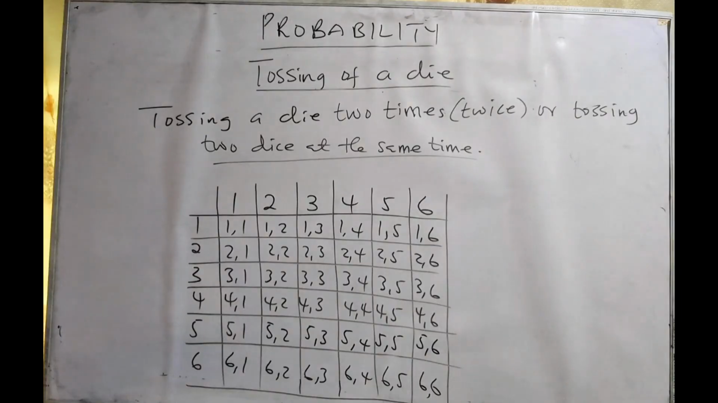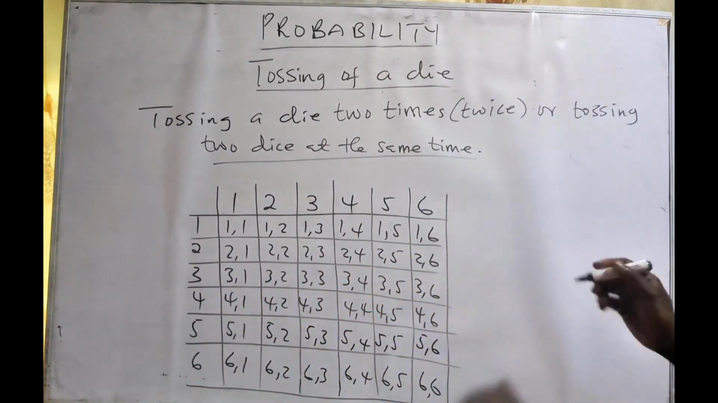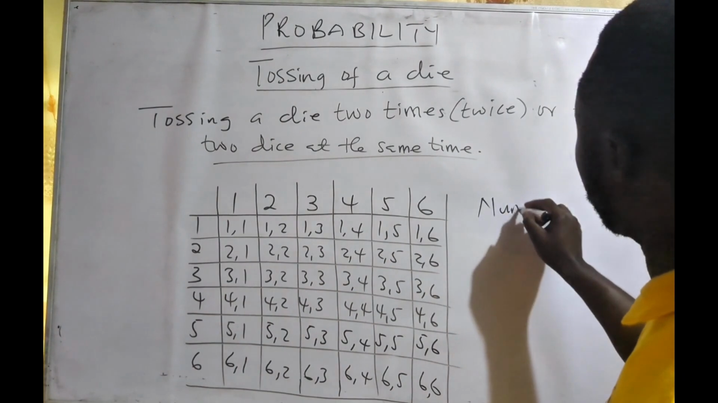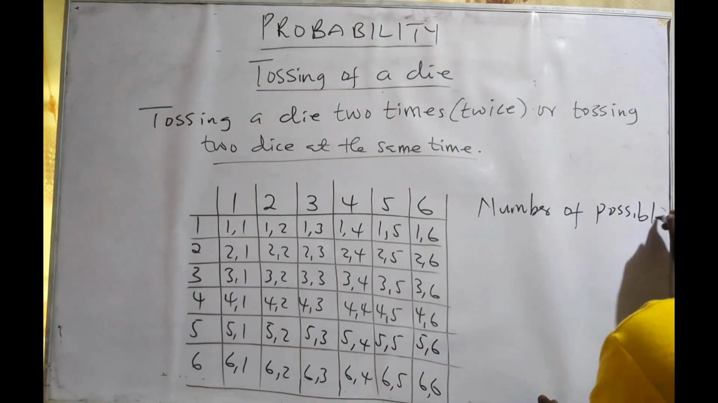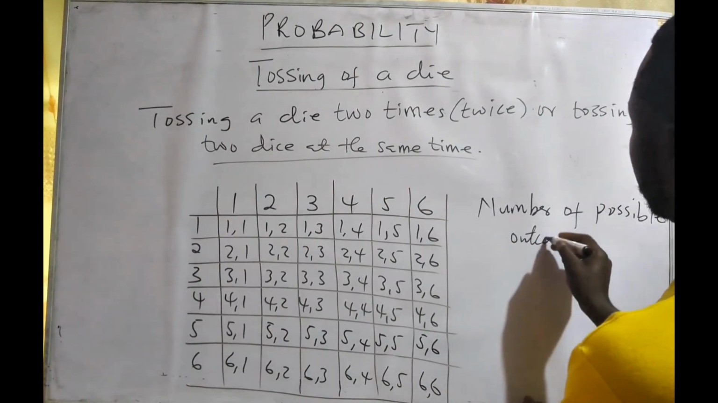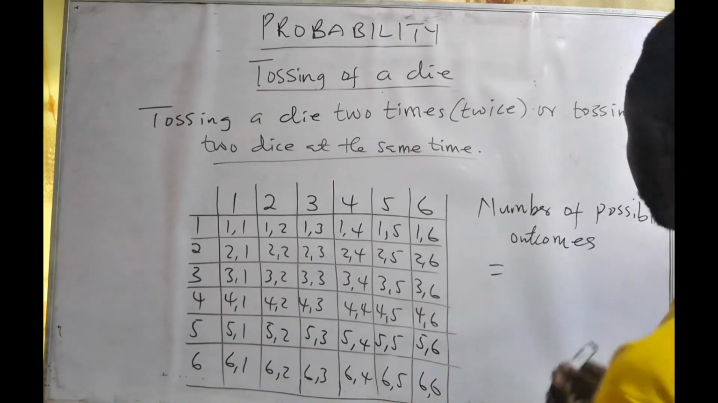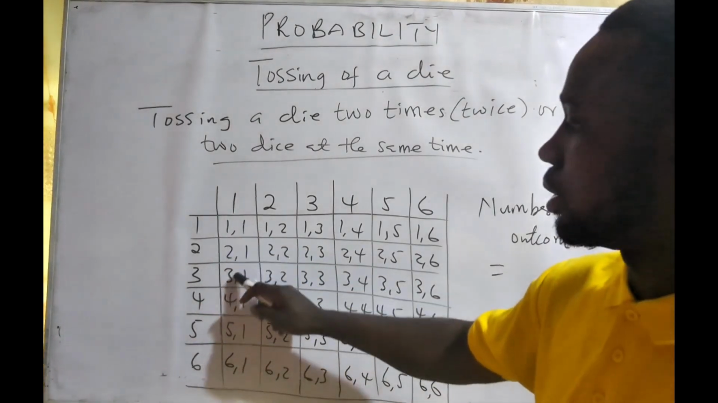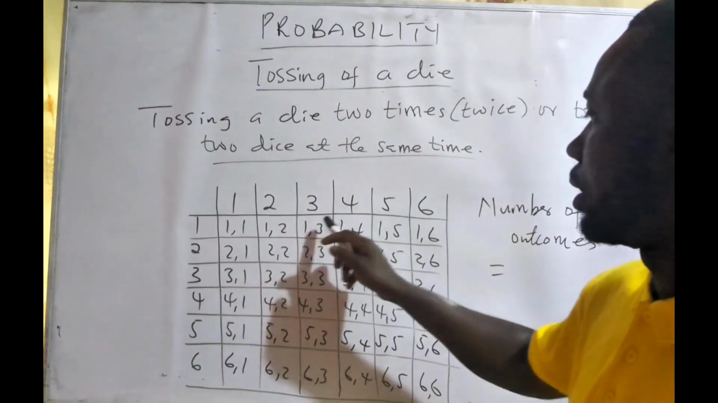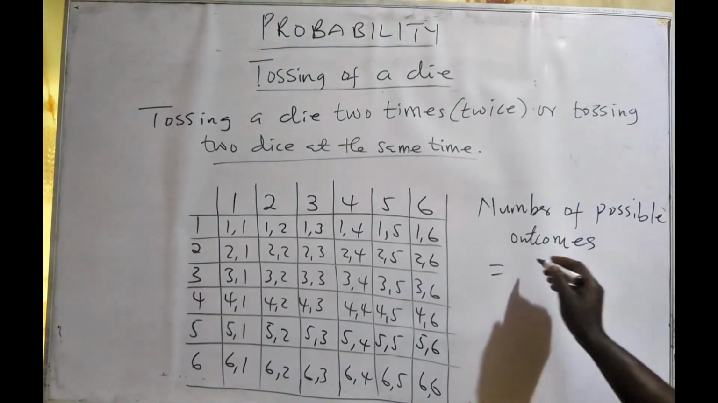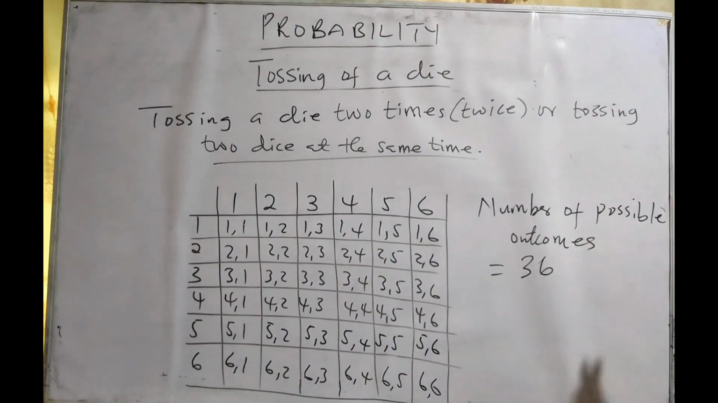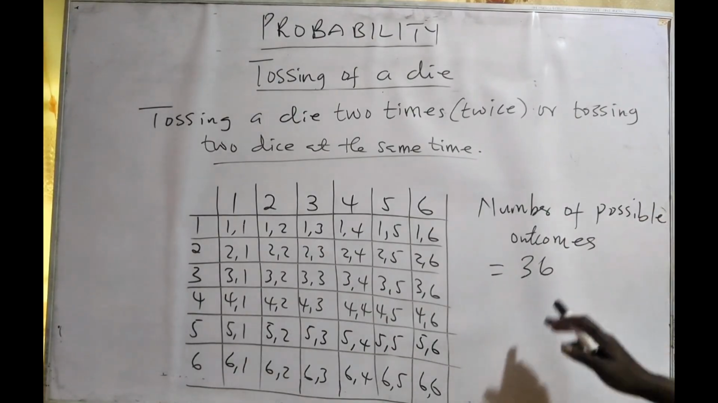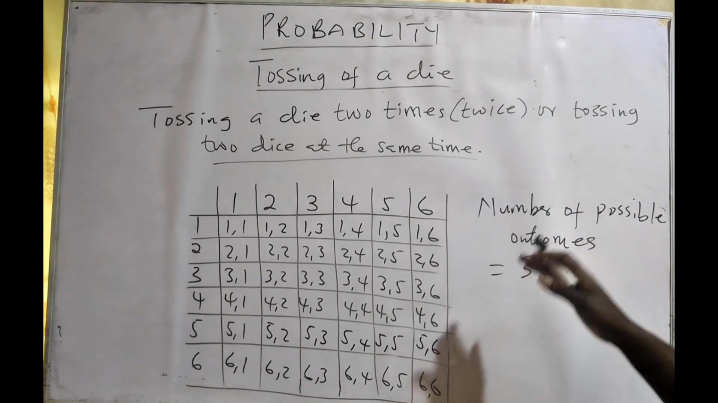Now let's look at the number of possible outcomes, the possibilities, all that we can have. When you count 1 2 3 4 5 6, 1 2 3 4 5 6, 6 times 6 gives us 36. So when a die is tossed twice, or when 2 dice are tossed at the same time, the number of possible outcomes is 36.